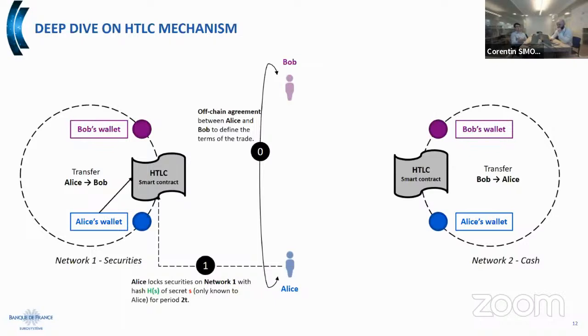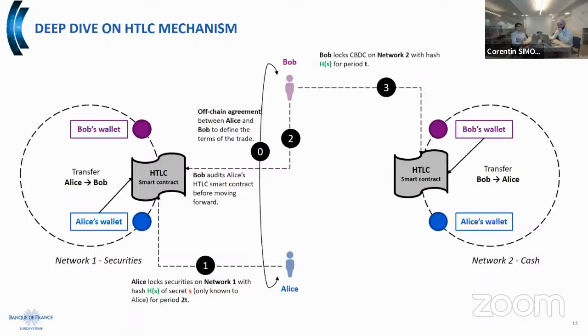At step 2, Bob audits Alice's HTLC smart contract before moving forward. And the code of the smart contract should say something like only Bob can claim the agreed amount of securities until period 2T is reached. And Bob checks this, and if he agrees with the conditions set by the smart contract, he then goes to step 3.